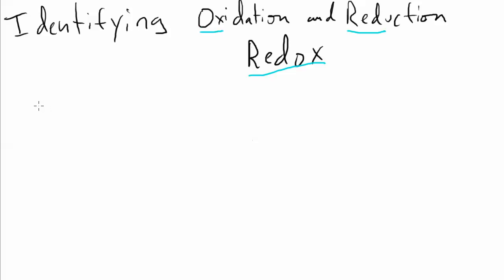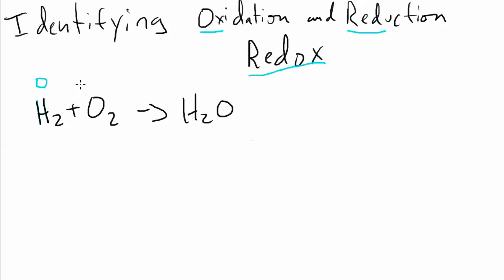Let's start with the equation. Oops, I think I want to use black for writing these. Let's start with the equation of hydrogen gas and oxygen gas reacting to form water. Now, if we use our rules of oxidation and reduction, we know that elemental hydrogen and elemental oxygen both have an oxidation number of 0.